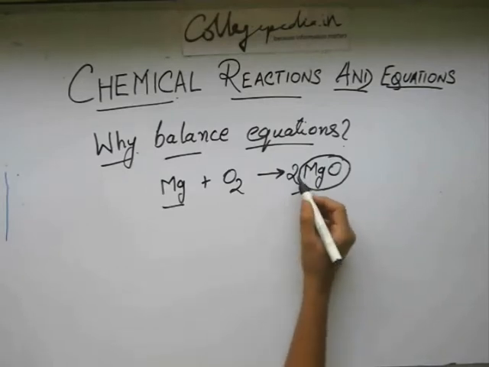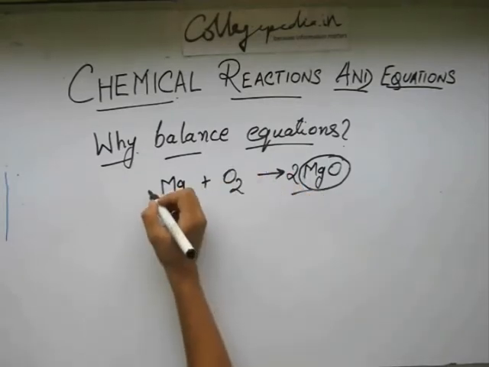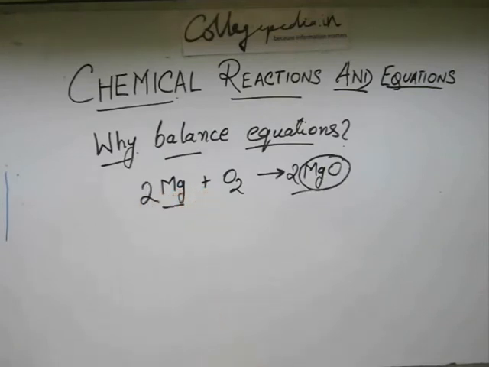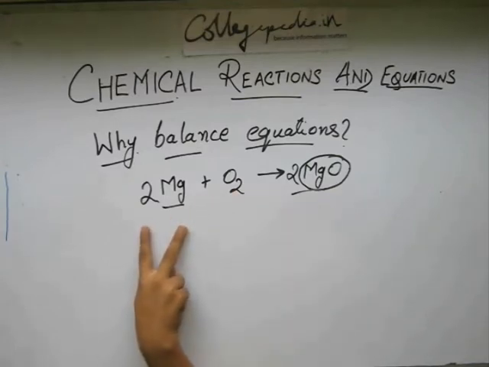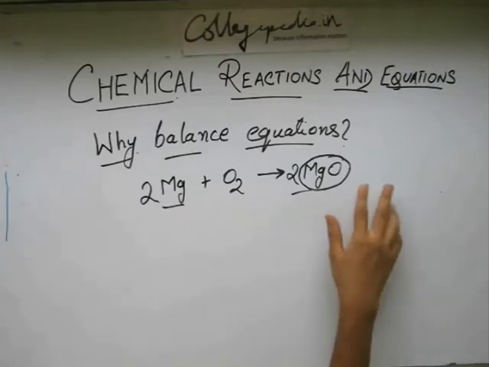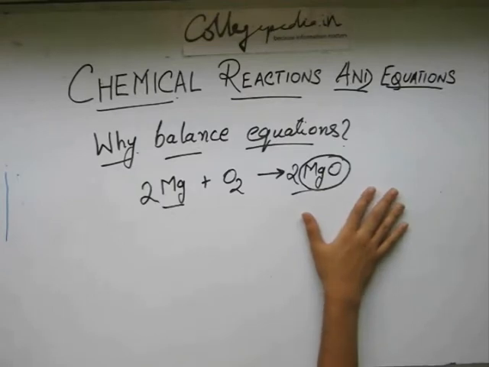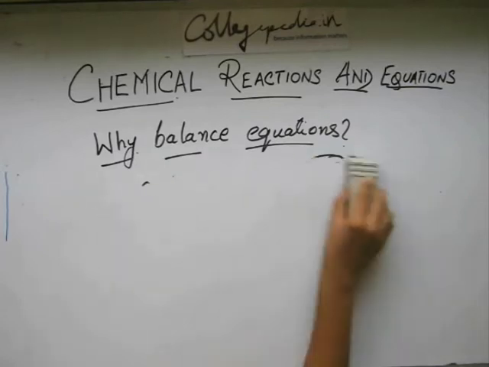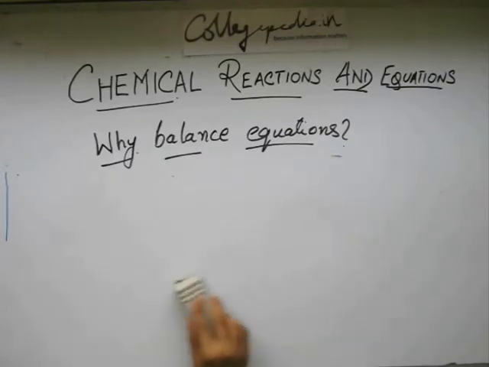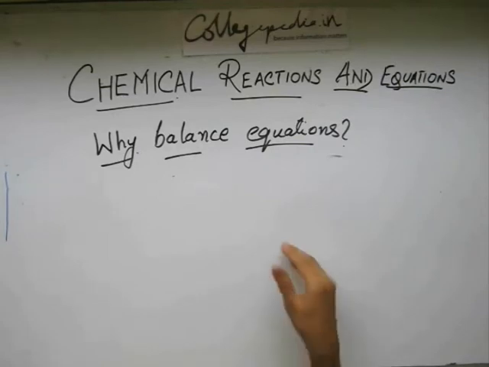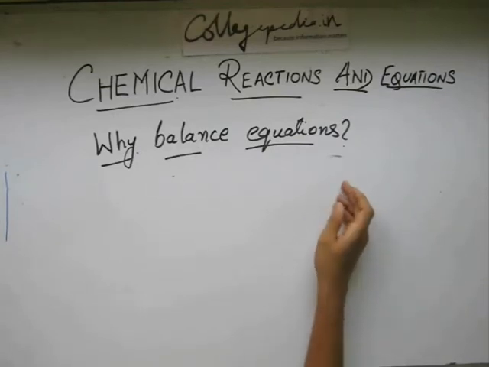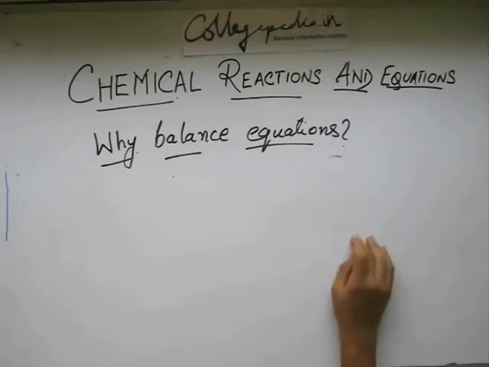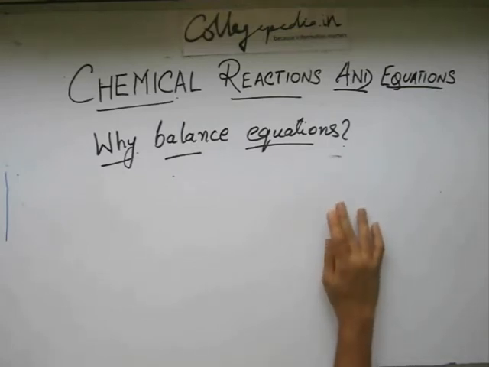So what do you do? You cannot make this half again. So you write a 2 over here, so that the number of magnesium atoms is also balanced. So it's 2 Mg plus O2 gives 2 MgO. Okay. So remember, when you're writing these numbers, you write it in front of the whole compound. So you don't just double the element which you want to double. All the elements present in that compound get doubled.